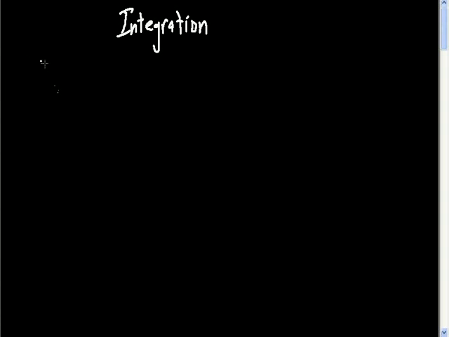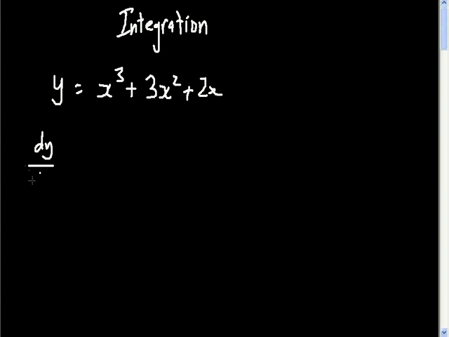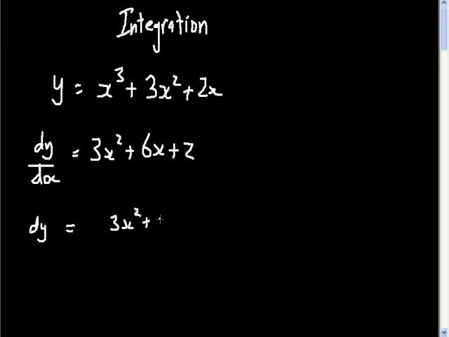For example, if I gave you a function y is equal to x cubed plus 3x squared plus 2x, and I differentiate this, dy by dx, I get 3x squared plus 6x plus 2. So this is the function of the differential. But if I want to get my original function back, I would have to integrate this. Now look what I'm trying to do here: the dy and the dx go to the other side, because the whole equation is multiplied by dx.